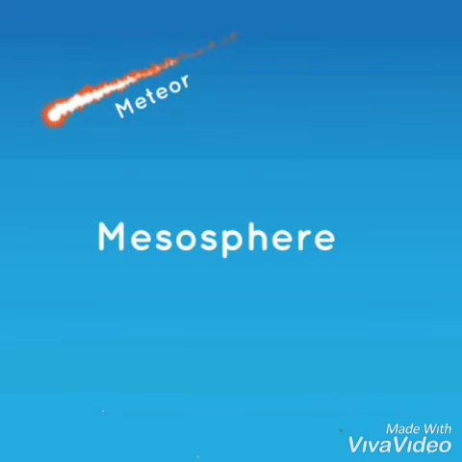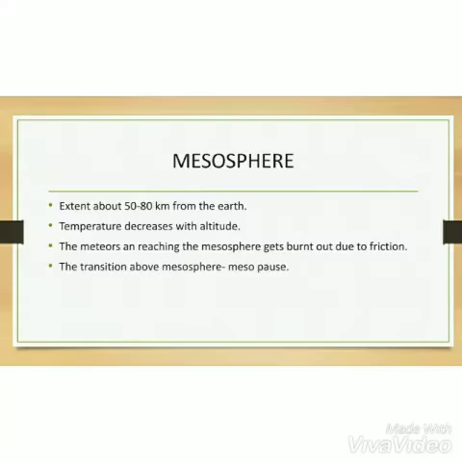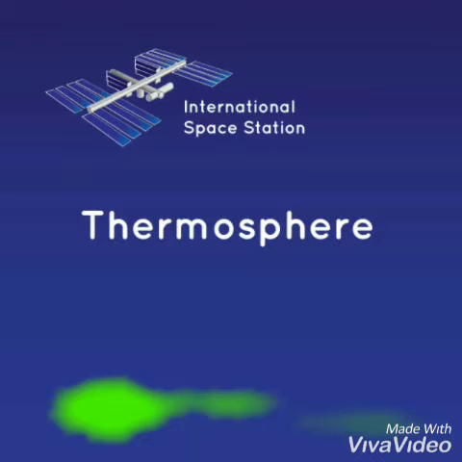The third layer of the atmosphere is mesosphere. Mesosphere extends about 50 to 80 kilometers altitude from the Earth. The temperature decreases with altitude and the lowest temperature of the atmosphere is felt at the mesopause, about minus 80 degrees Celsius to minus 100 degrees Celsius. The meteors on reaching the mesosphere get burnt out due to friction, and the zone of transition above the mesosphere is called mesopause. The fourth layer of the atmosphere is thermosphere.